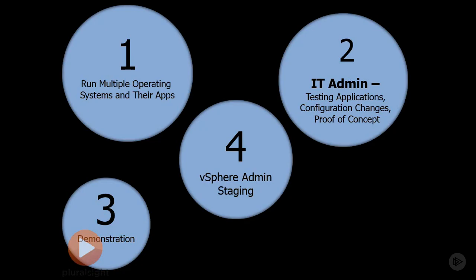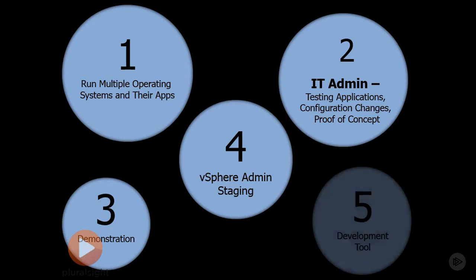You could also move virtual machines down from vSphere production, put them on a private network inside VMware Workstation, and test configuration changes, and then move them back up to the vSphere infrastructure. So it's a great tool for VMware admins to run vSphere virtual machines locally inside VMware Workstation and stage those to move from Workstation into production.